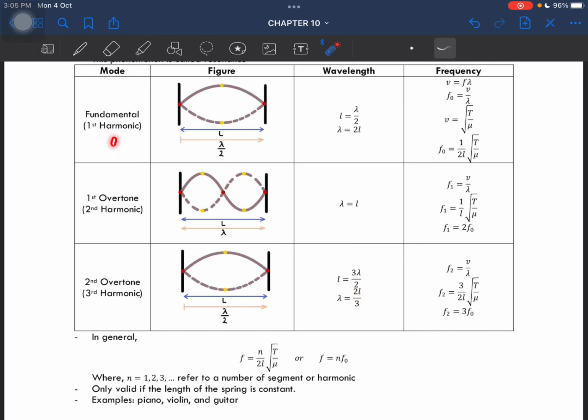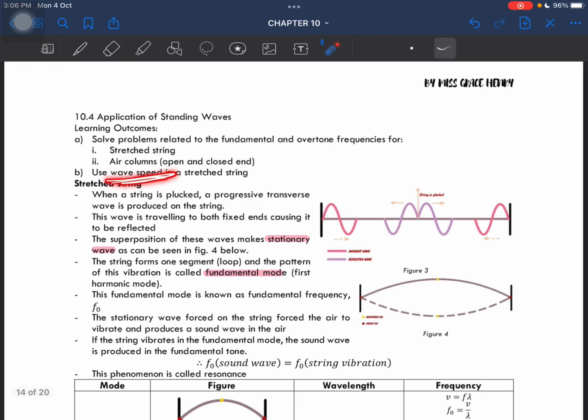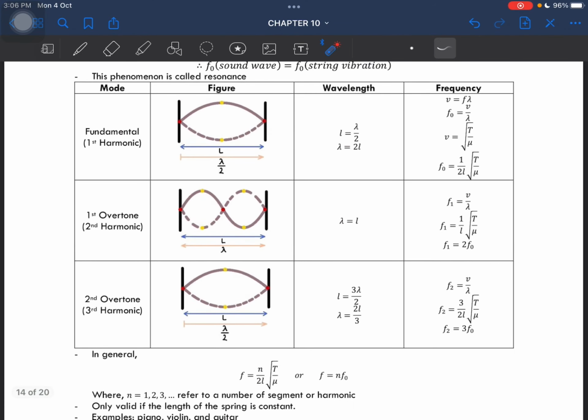Okay, so for the fundamental, which is the first harmonic, the wavelength is equal to 2 times L. So this is half lambda. If we rearrange this, lambda is equal to 2 times L, the length of the string. For the first harmonic, the frequency can be calculated using this equation here. And for the wave speed in a stretched string, you can use this equation here. But for the first harmonic, you can also use this equation in order to find the wave speed. For a stretched string only, it uses this one.